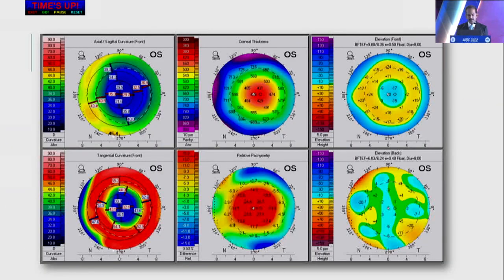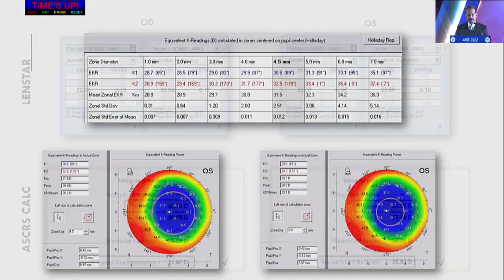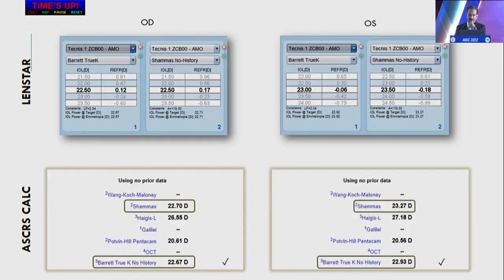It's a small case wherein, for this post-refractive patient, we did a LENSTAR calculation and an ASCRS calculation. You can see that both the Shammas and the Barrett True K values corresponded absolutely for both calculations.